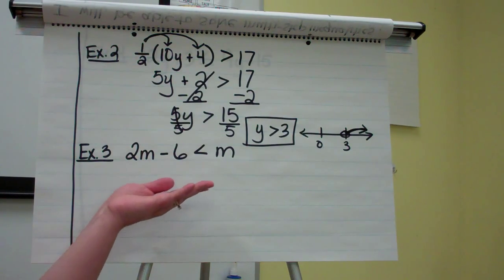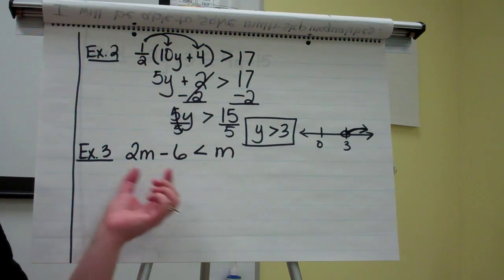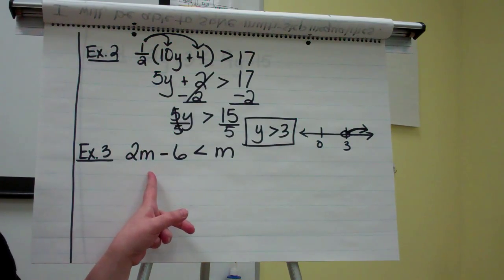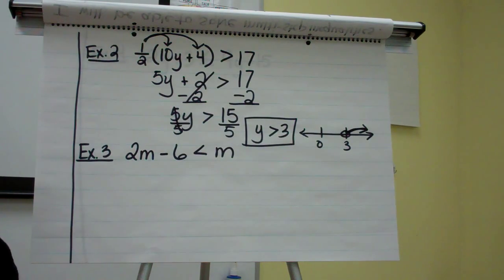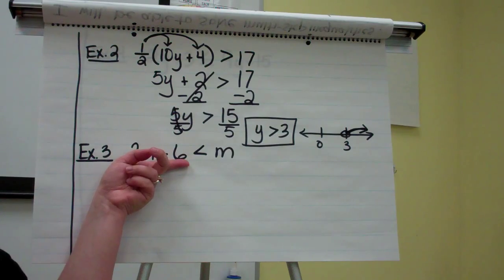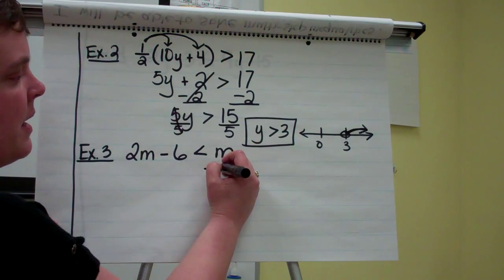All right, here's an example where I've got a variable on both sides of the inequality sign. It doesn't matter which side my variable is on, but when I'm dealing with an inequality, I really like my variables on the left because it makes it much easier to graph my solution. So I'm going to move my m's to this side and my constant terms to this side because that'll make it much easier to graph in the end. It's one extra step, but it's easier in the end. So I'm going to subtract m from both sides.